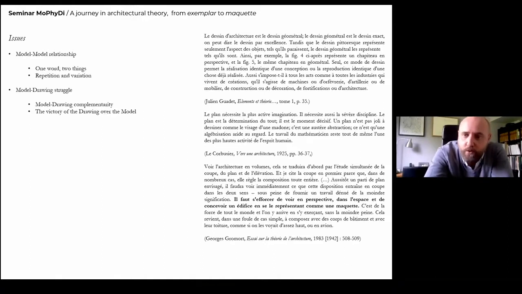In the conclusion of his work, Gromort challenges the primacy given to the plan by the members of the Académie des Beaux-Arts and promotes the simultaneous use of sections, plans, and elevations. He added that one should, I quote, strive to see in perspective, in space, and to conceive a building by representing it as a model, as a maquette, end of quote. Strange conclusion indeed. With Gromort, the model is not a design tool anymore, like the drawing is. The model is the model, let's say, the holotype of the mental representation one should have of the building.